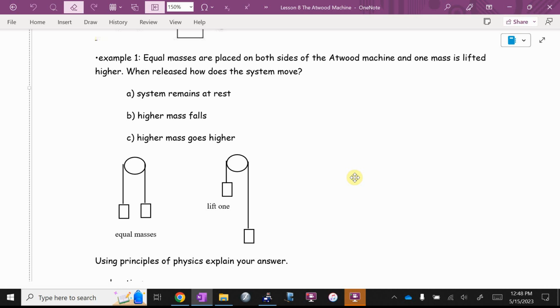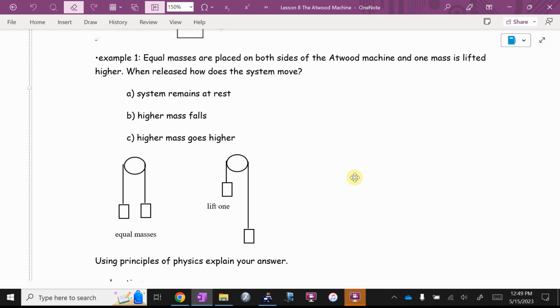And here are our options. A, nothing. The system remains at rest. B, the higher mass falls because, gravity. Or C, the higher mass goes higher. Once again, we're going to vote. Once again, how high you hold your hand up is how sure you are of the answer. So we're all going to vote this time, aren't we? We are. So you got the thought puzzle. We've got identical masses. We're going to raise one higher. When we let it go, what'll happen?